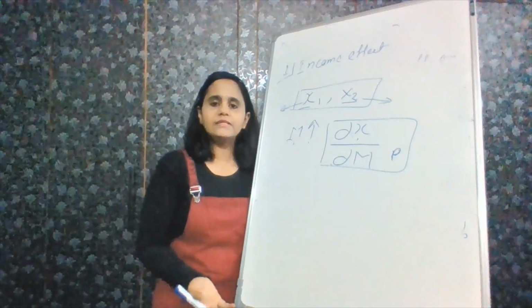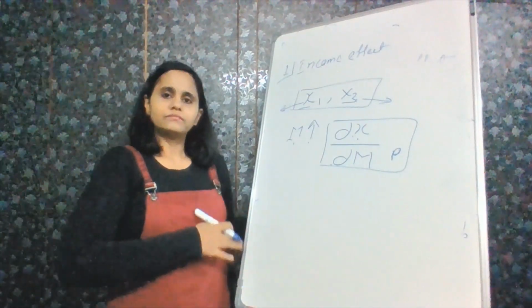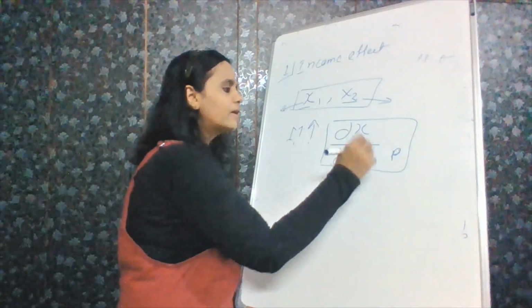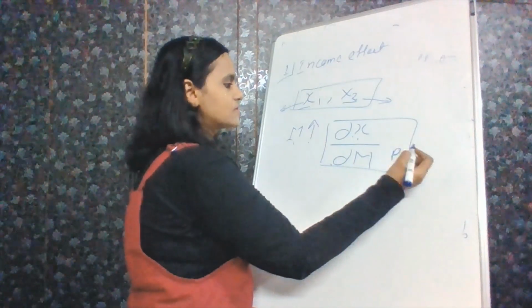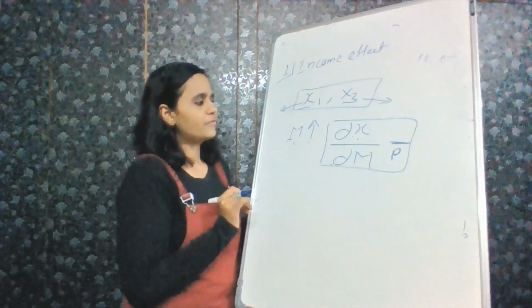Here we are not talking about prices. Consider that if income changes and your price also increases, it will cancel out your income effect. So when we are talking about income effect, we are just talking about income effect, and we are keeping other things constant. Your prices are constant here. So that is your income effect.